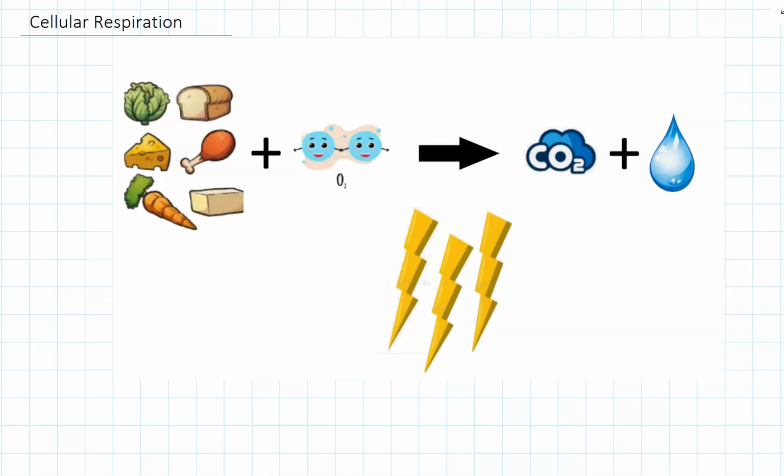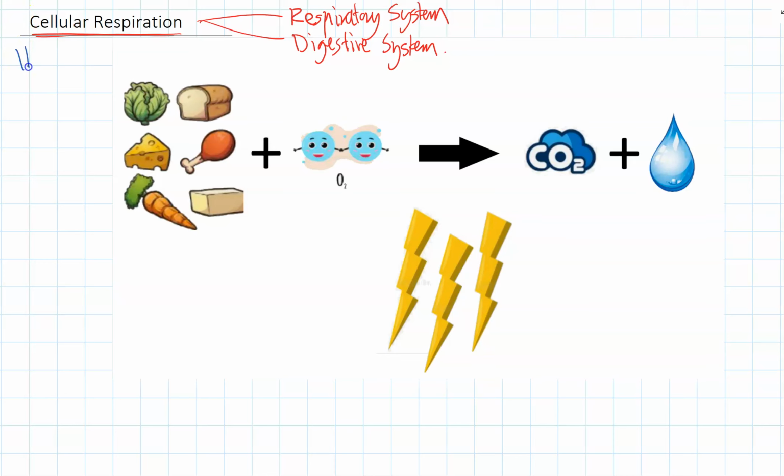Hi everybody! In this video we are looking at cellular respiration, which is linked very closely to the respiratory system, and also to the digestive system as well. Cellular respiration is how our cells get their energy. That's the main reason it happens.